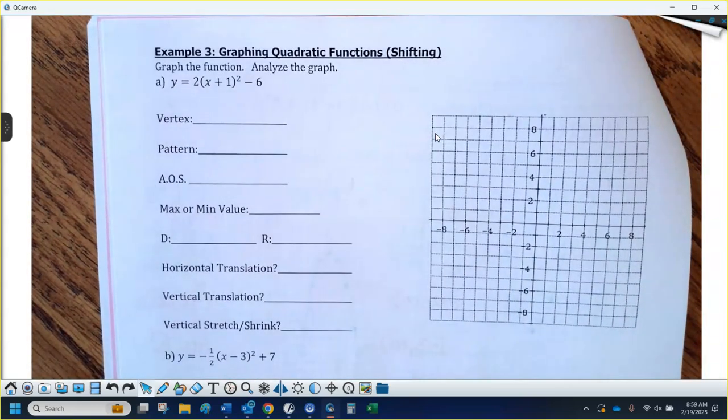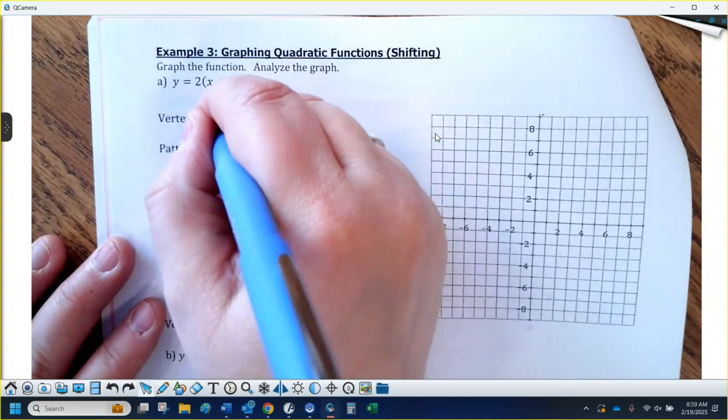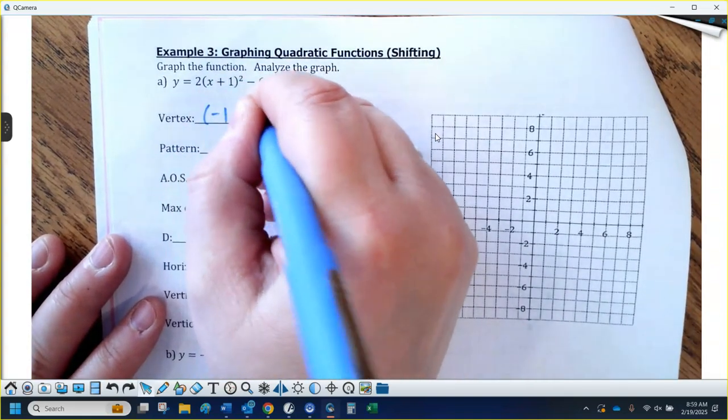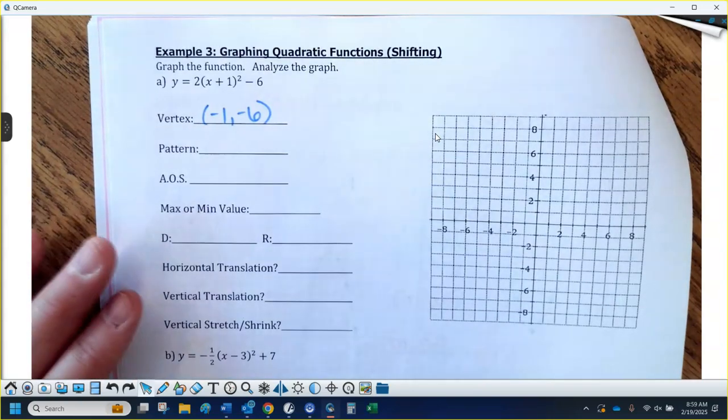Alright, I've got, this one says y equals 2 times (x plus 1) squared minus 6. Who could just raise your hand and tell me, like, what would the vertex be here? If I did my opposite copy, what would it be? Perfect, -1, -6.